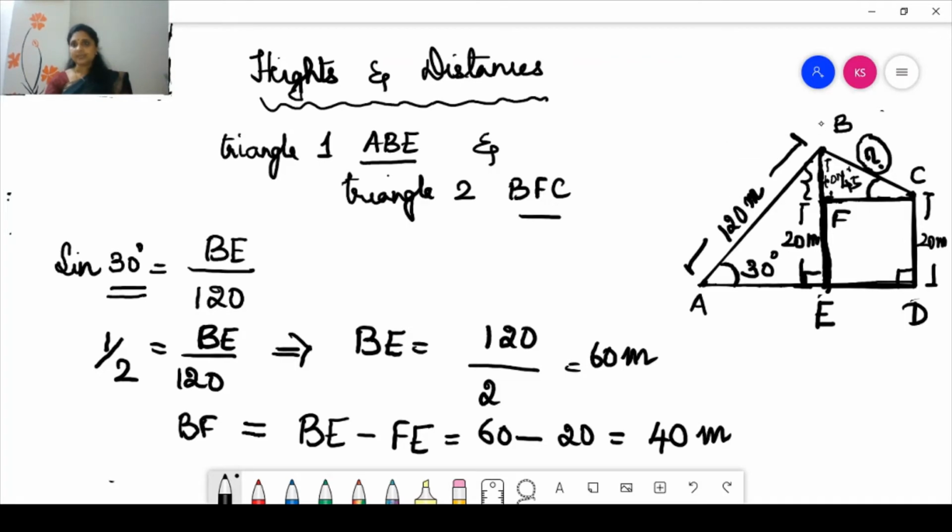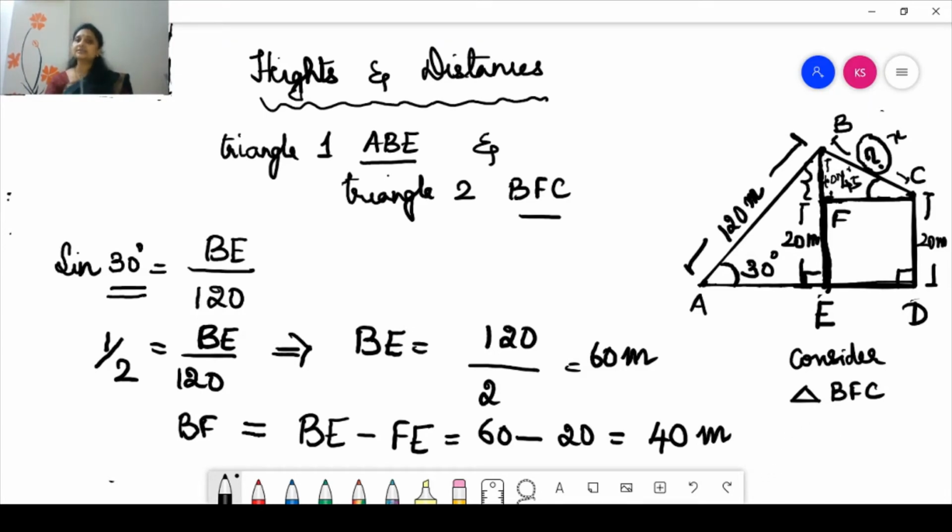Now see, I'm supposed to find this one. Let me take BC as X. I'm going to find out BC. So now what triangle should I take? I should take the triangle BFC. In BFC, I know this angle C is equal to 45 degrees, and the side opposite to that I have. And I'm supposed to find the hypotenuse of that particular triangle.